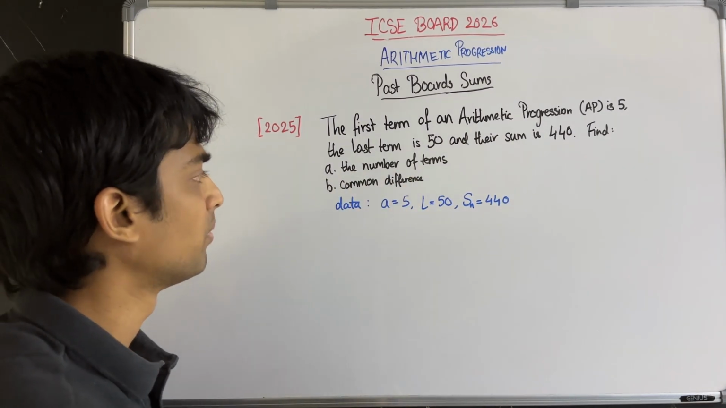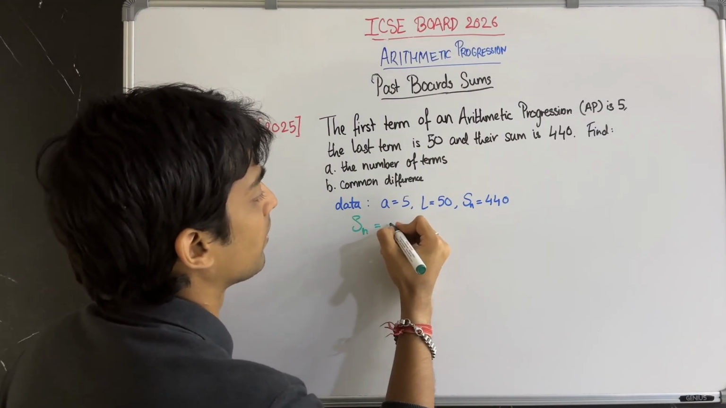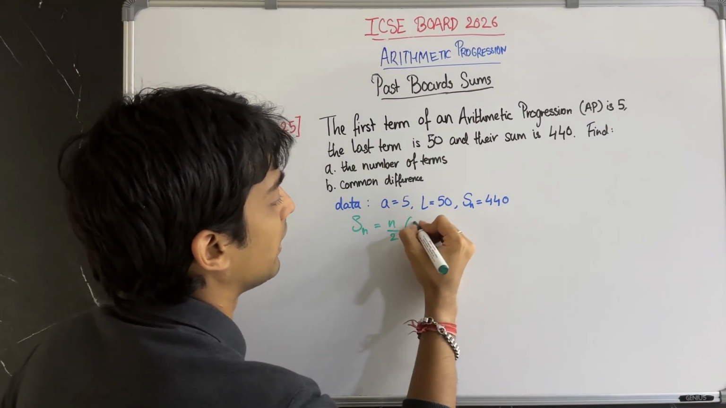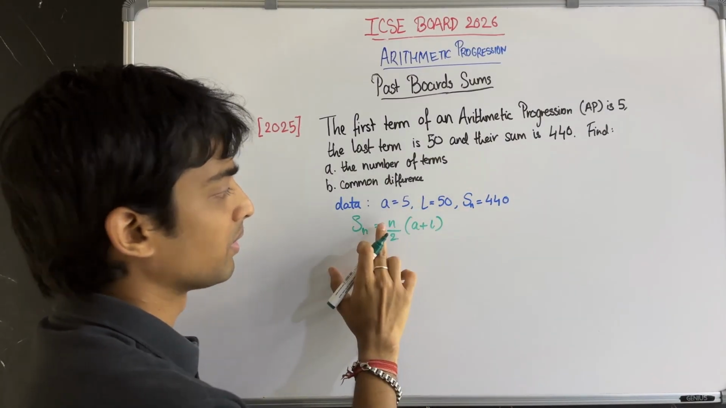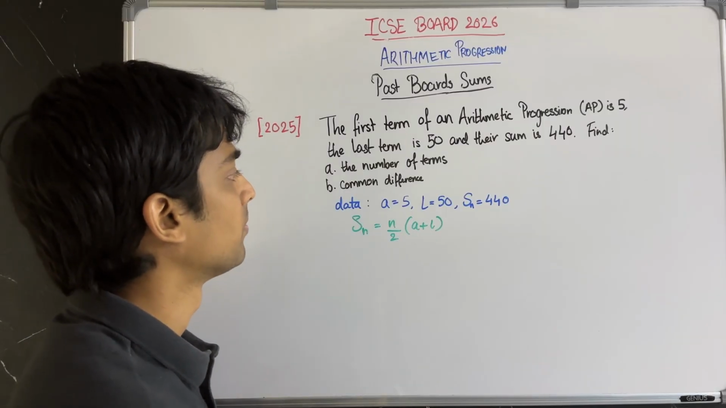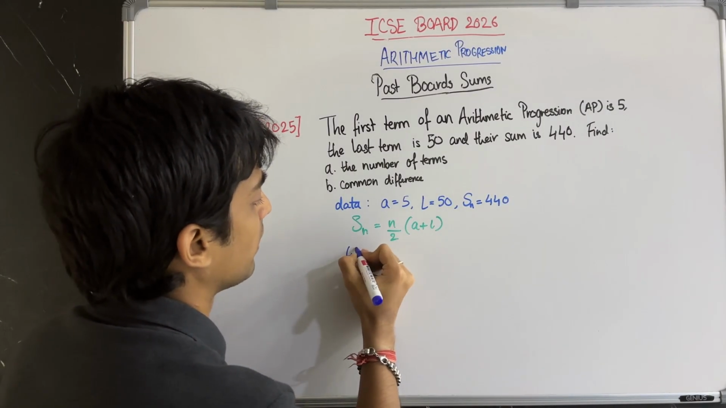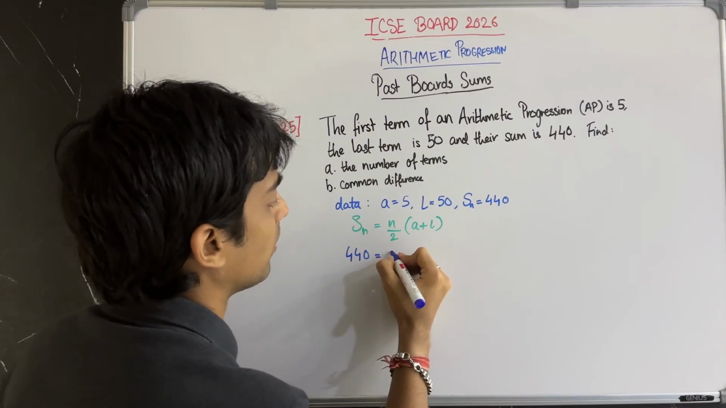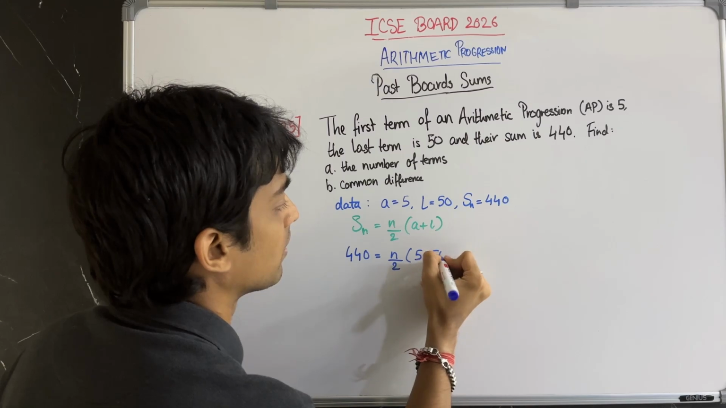So let's use this formula. We have a formula called Sn equal to n by 2 (a plus l). So we have all the data except n. We have to find n, which is the number of terms. So we'll just plug in the values now. 440 equal to n by 2 (5 plus 50).